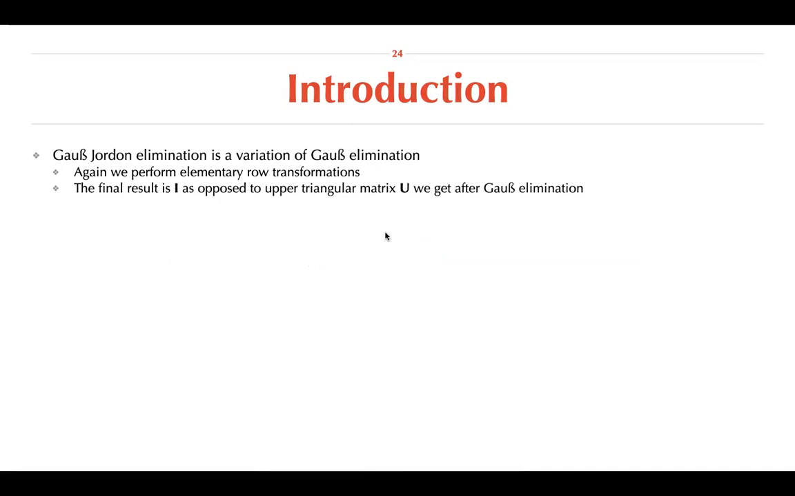In the Gauss elimination method, you have to do backward substitution after you get the upper triangular matrix. But in this case, you don't have to perform the backward substitution, because you will eventually get an identity matrix. So what I mean to say is, if you start with any coefficient matrix A, after performing elementary row transformations, you will eventually get an identity matrix. Then you don't have to perform backward substitution.